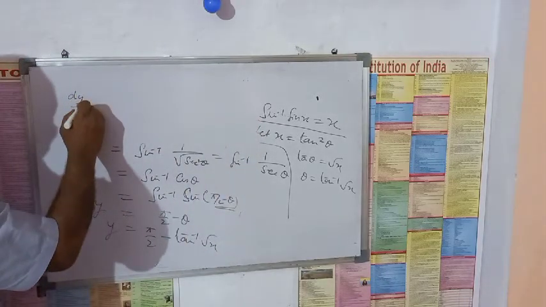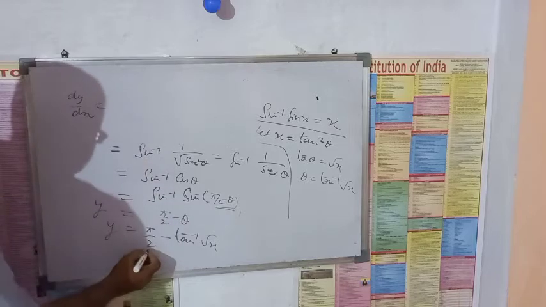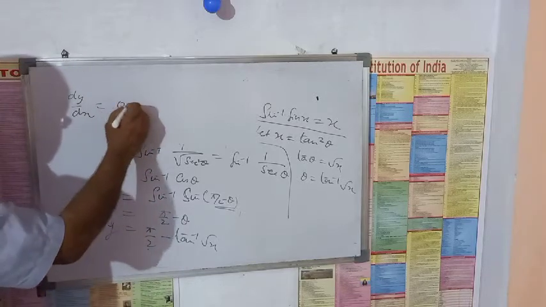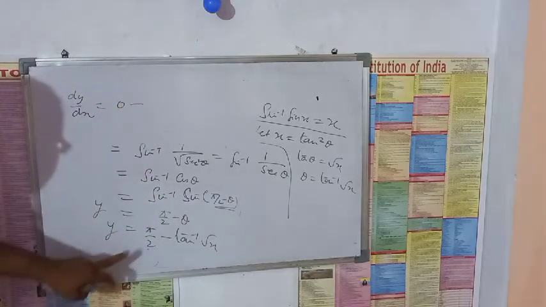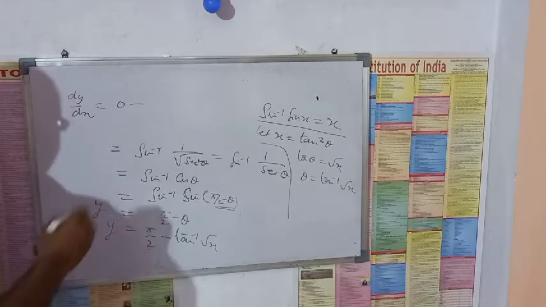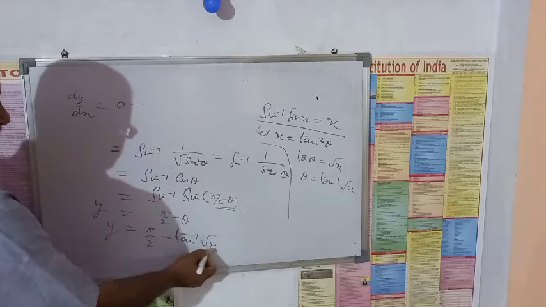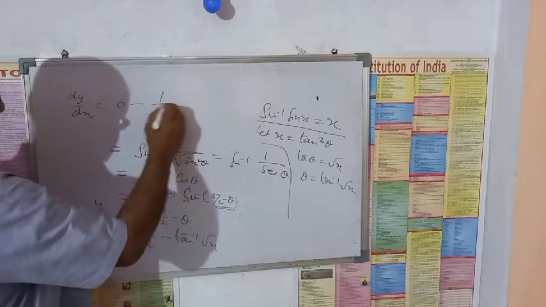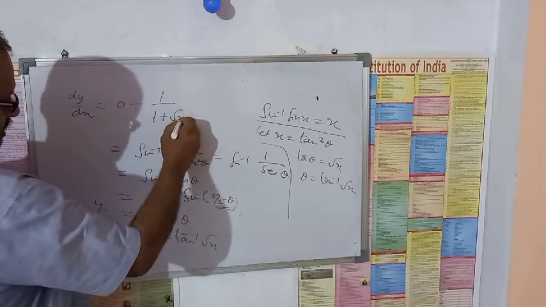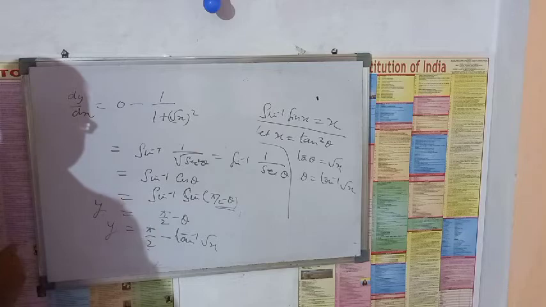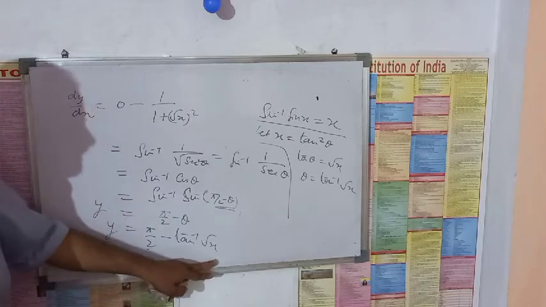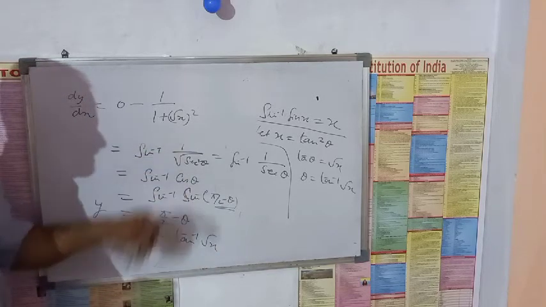So dy by dx, pi by 2 is constant, so its differentiation will be 0. Minus tan inverse root x, derivative 1 upon 1 plus x square, so it will be root x square. 1 upon 1 plus x square, in place of x, root x is there.